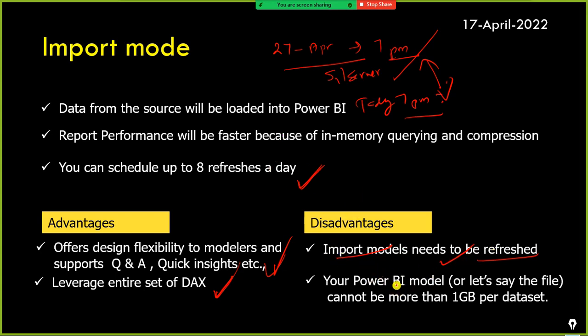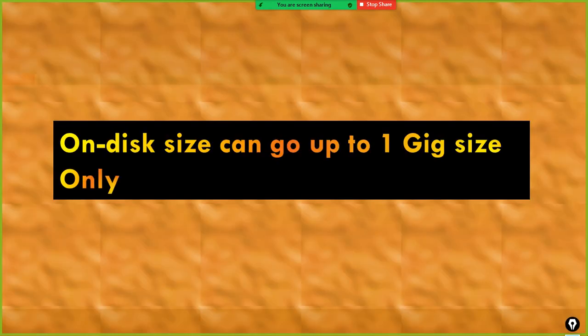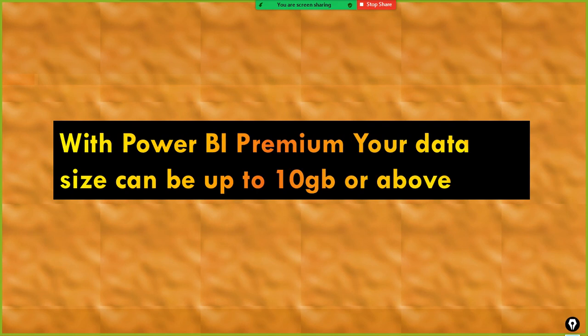And with Power BI model, as I told you, it cannot have more than 1 GB per data set. This is one of the limitations with the non-premium licensed one, the free one. So in that case, if you go for premium license, you can store 10 GB or above. So there is no limitation there.